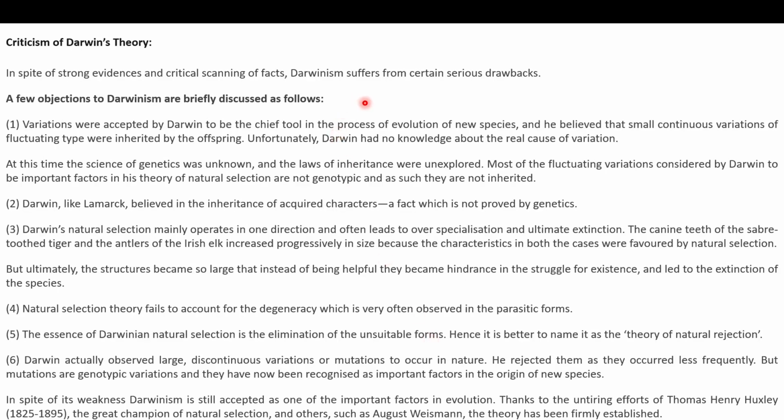However, again there were criticisms and flaws in Darwin's theory as well.